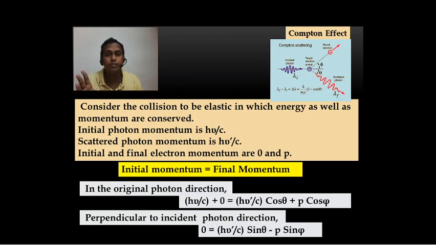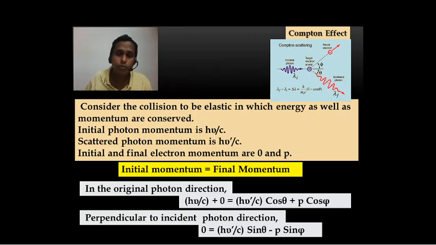In an elastic collision, energy and momentum are conserved. In an inelastic collision, momentum is conserved, but kinetic energy is not. In an inelastic collision, there is a possibility of another form of energy. There may be sound energy, heat energy, or some mechanical energy. So consider an elastic collision, where energy as well as momentum are conserved.